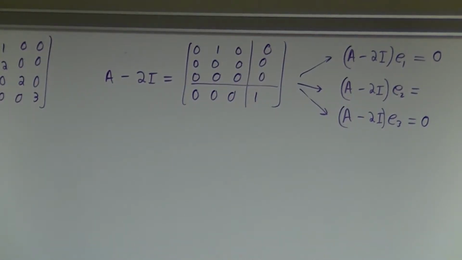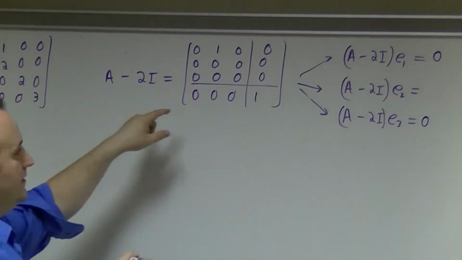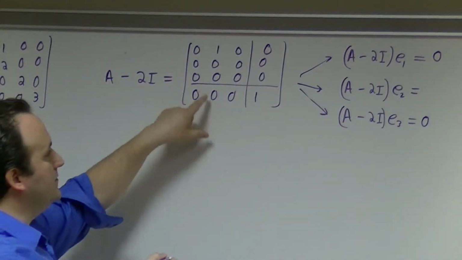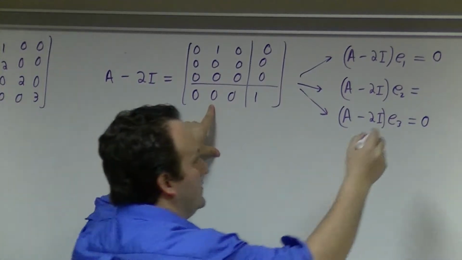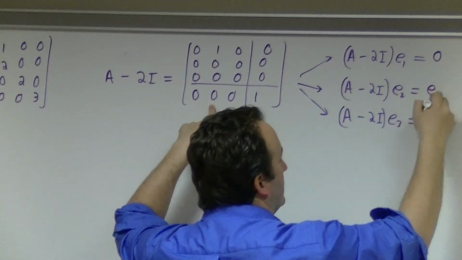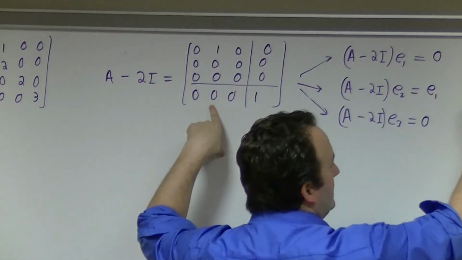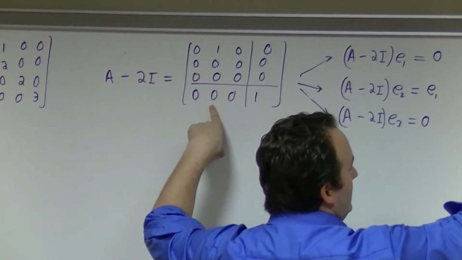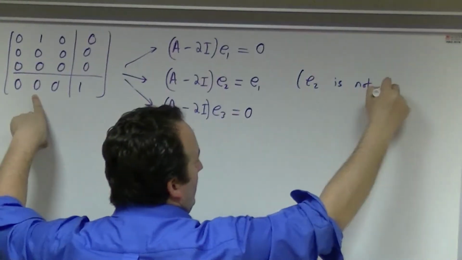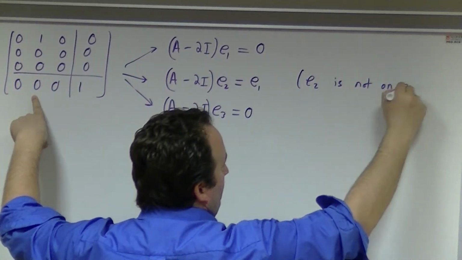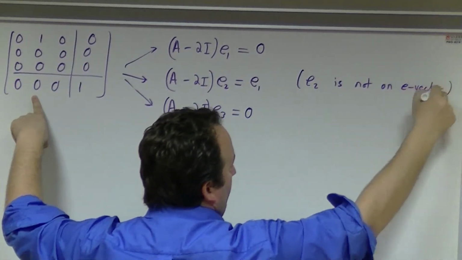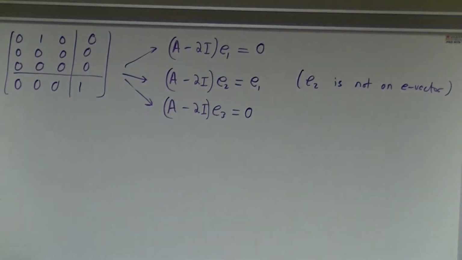So, on the other hand, E2, it's funny, right? What does it give you? That's actually what? E1, yeah. So that says that E2 is not an eigenvector, right? With eigenvalue 2.